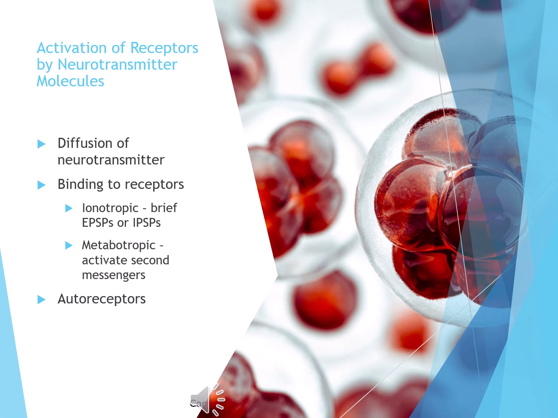And if it's the ionotropic receptor, this is directly associated with a channel in the postsynaptic membrane and can induce brief EPSPs or IPSPs. So after it's released, the neurotransmitters diffuse across the synaptic cleft to the postsynaptic membrane, and that's where it binds to the receptors in the postsynaptic membrane. And then the specific receptors for each of the neurotransmitters is what I just covered.